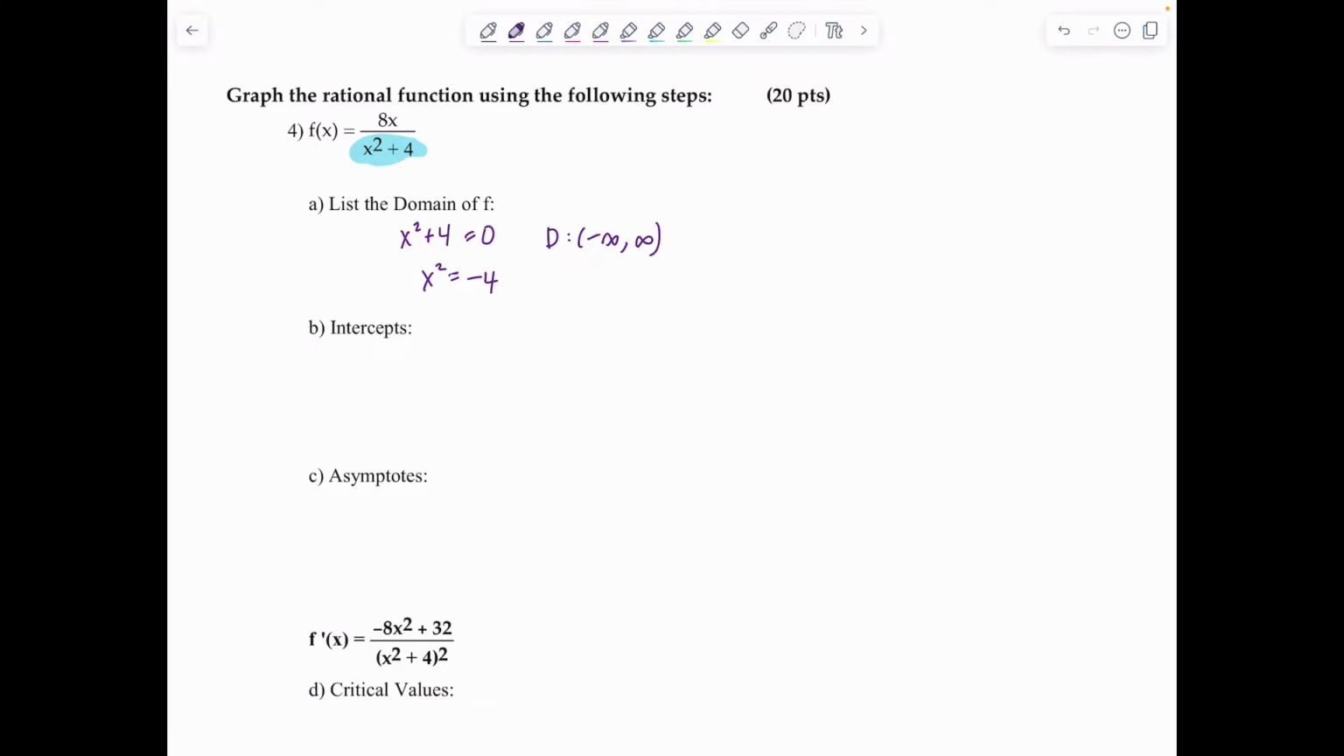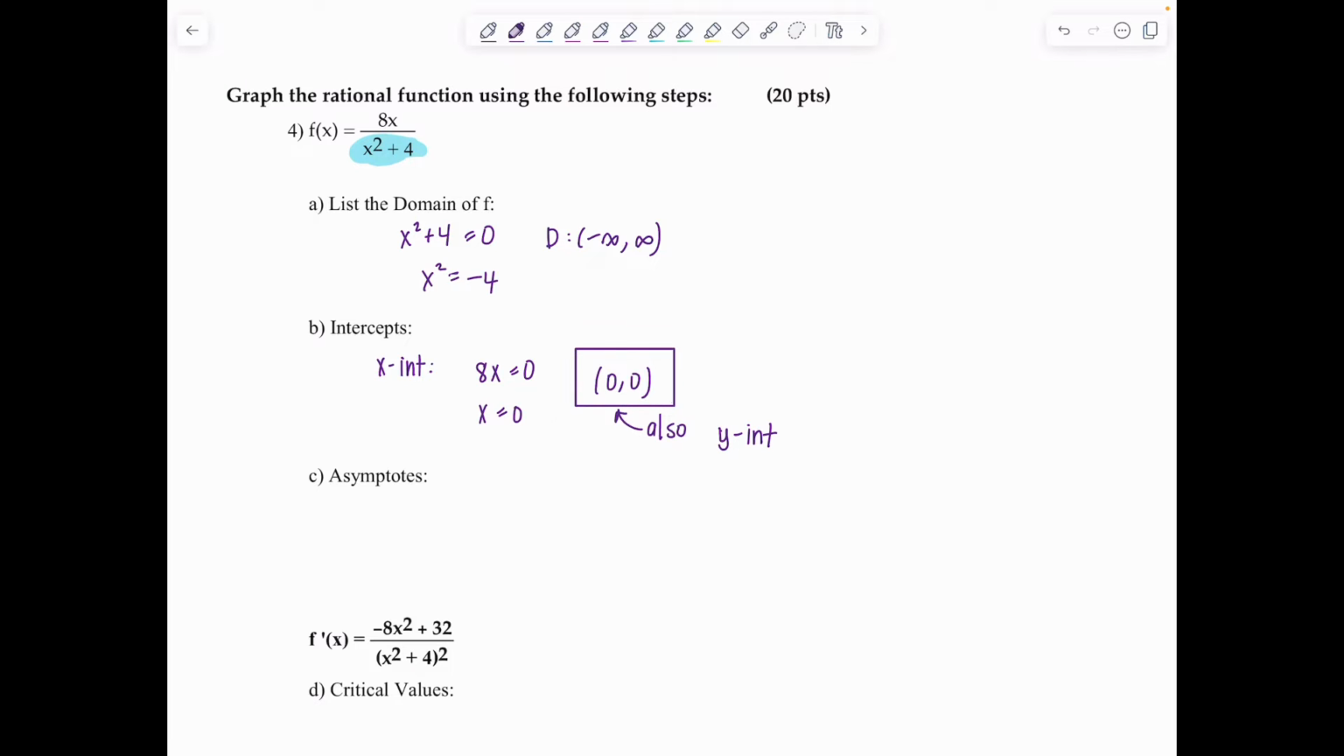Okay. Intercepts. So if I want to find the x-intercepts, I'm going to set the numerator equal to 0, so that means 8x is 0. That happens when x is 0. So I have (0, 0) for my x-intercept, which is also my y-intercept. And remember, you'll only ever have one y-intercept when you're graphing a function, because if it had more than one y-intercept, it wouldn't be a function anymore. So we're done. (0, 0).